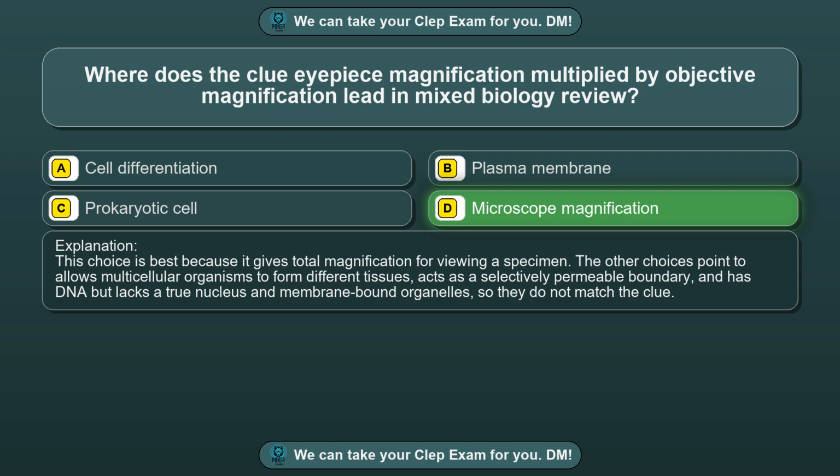This choice is best because it gives total magnification for viewing a specimen. The other choices point to allows multicellular organisms to form different tissues, acts as a selectively permeable boundary, and has DNA but lacks a true nucleus and membrane-bound organelles, so they do not match the clue.